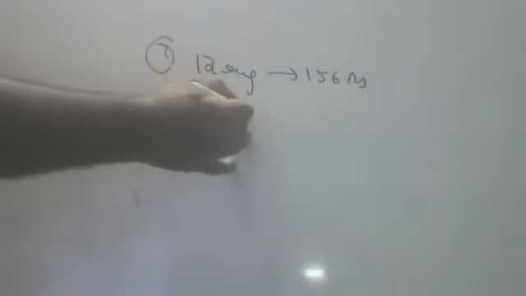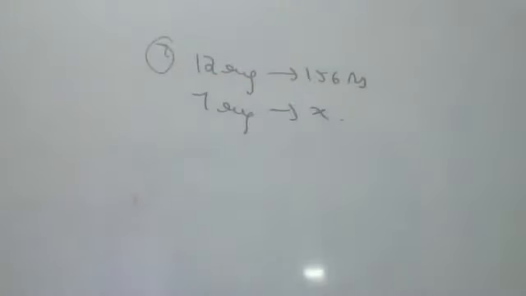Okay. So children, once only, the seventh one I will tell. After telling the seventh one, we'll go to the last sums. Let's go to the seventh sum, children. Rohit bought 12 registers for 156 rupees. Find the cost of 7 registers. 7 registers is how much?